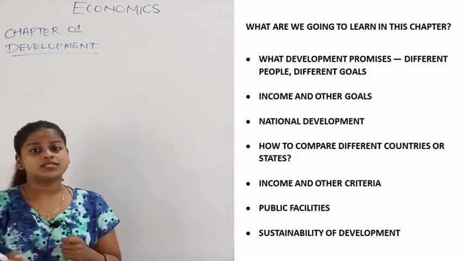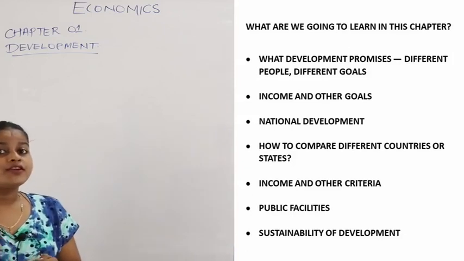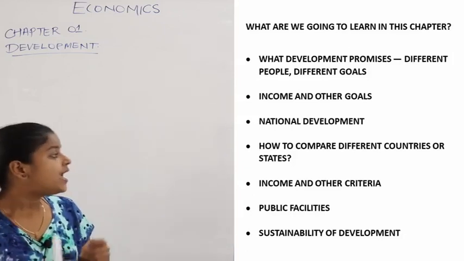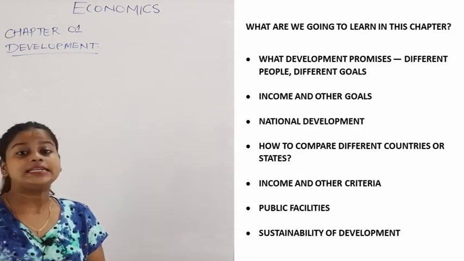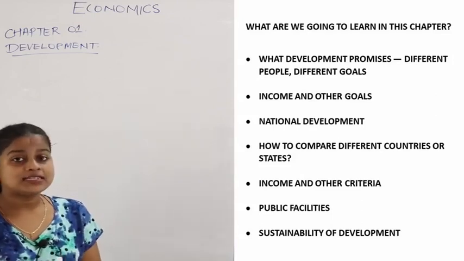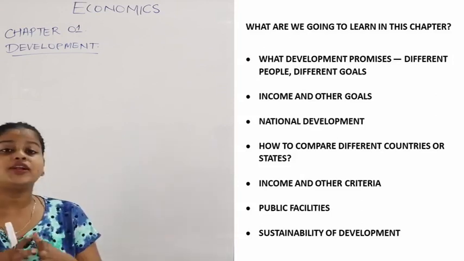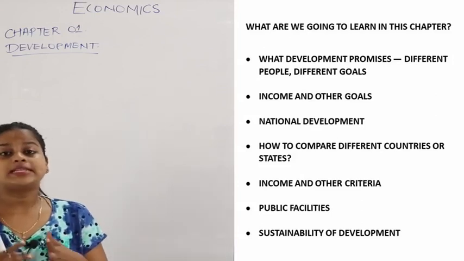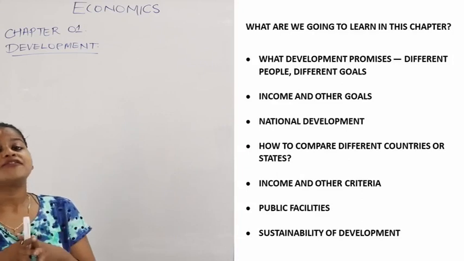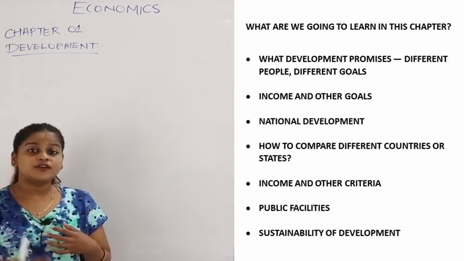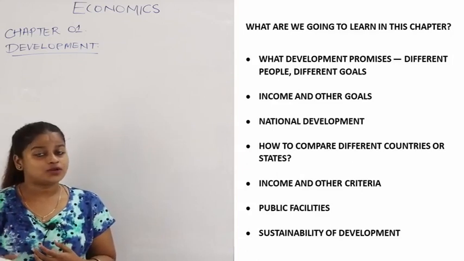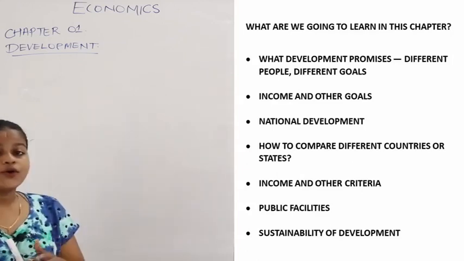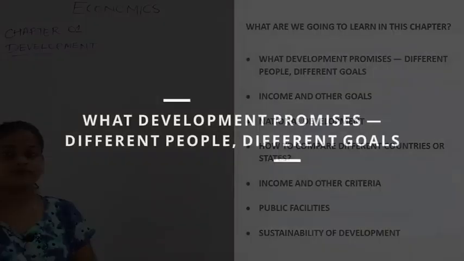What factors are we considering when we want to compare different states and different countries? Income and other criteria, and public facilities, meaning what facilities are provided to us. Lastly, we will learn about sustainability of development, how we can sustain the development we have right now so that we can further put in efforts, improve, and get more development. So these are the points that we are going to learn in this chapter.